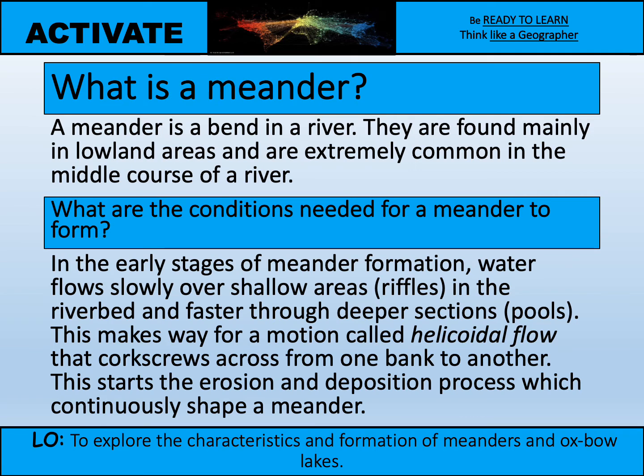So what is a meander? Think about what meander means to you, sort of weaving through, not really going in a direct line. They are bends in rivers. They're found in the lowland areas in the middle course where the gradient is quite low, the river's quite flat.